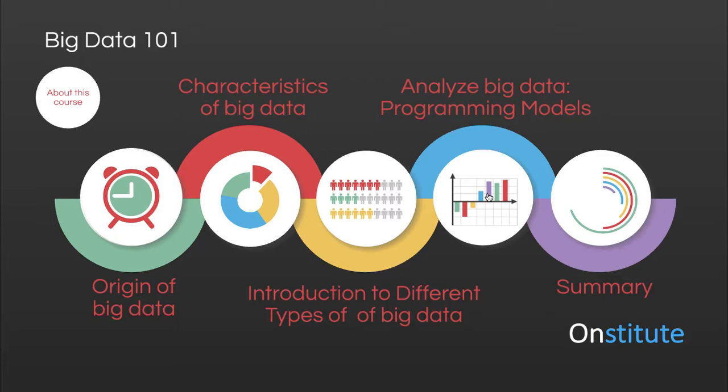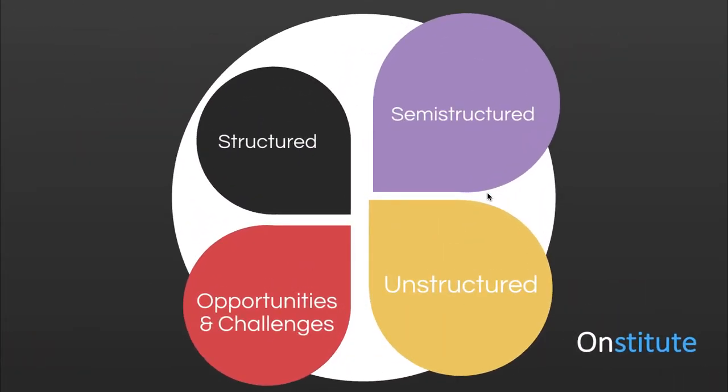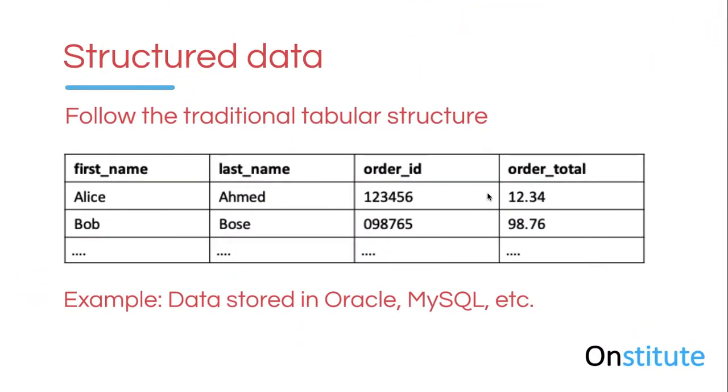In this video, we will learn about different types of big data. Big data can appear in three different formats or three different types: structured, semi-structured, and unstructured. So structured data are those which follow the traditional tabular structure.